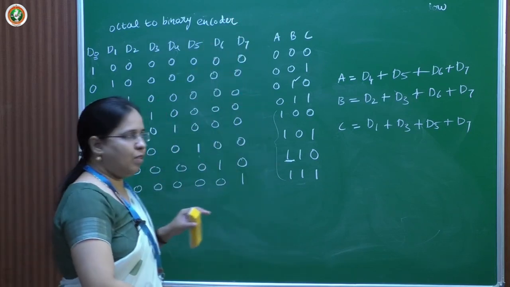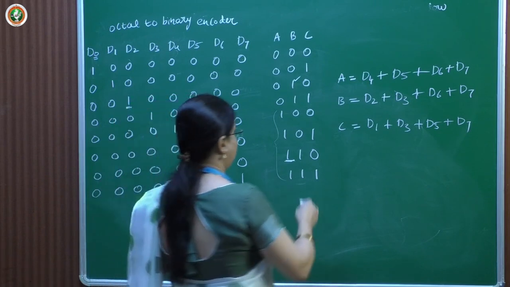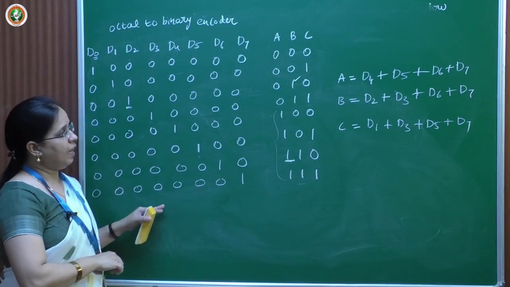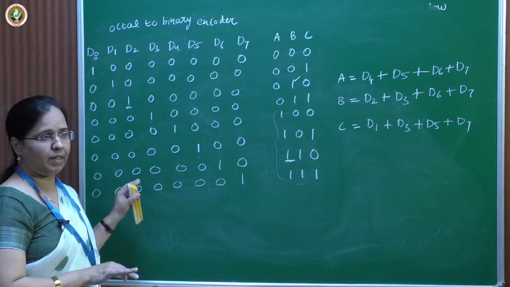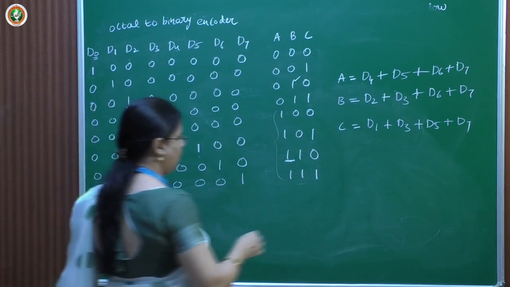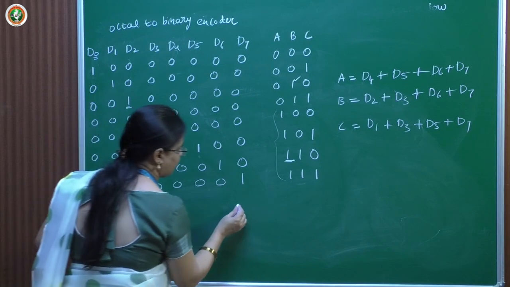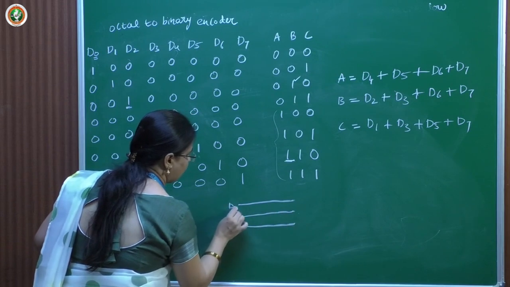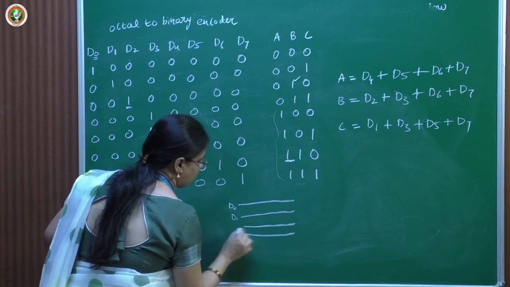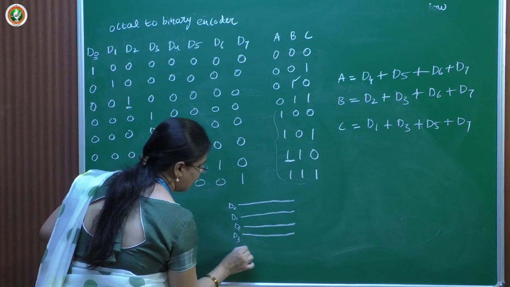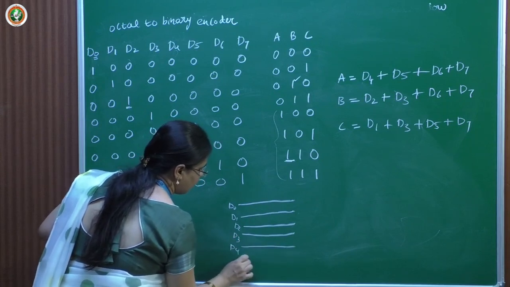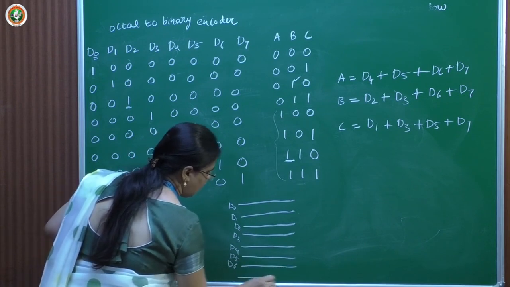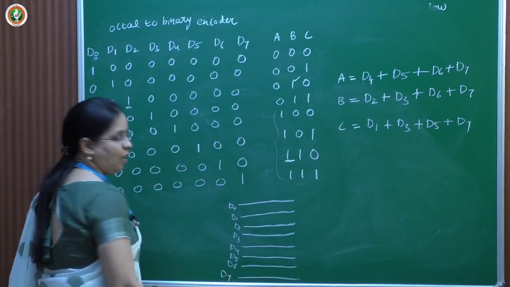Okay, so now let us try to draw the logic circuit for this. You can see here, I should have how many inputs? I should have 8 inputs. Okay, and if you observe, there is no complemented form for your input variable. So what I can do? I can just take the horizontal lines. D0, D1, D2, D3, then we have D4, D5, D6, and the last one is D7, these are all the input lines.